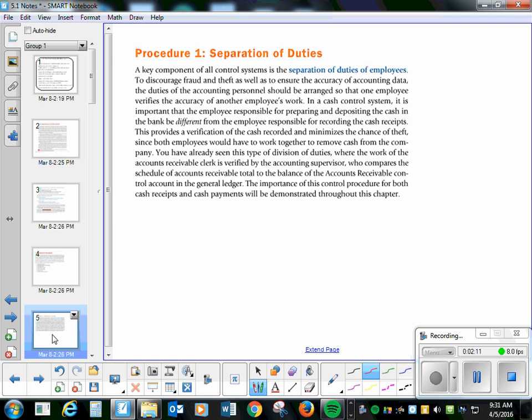The first one is separation of duties. A key component of all control systems is the separation of duties of employees to discourage fraud and theft, as well as to ensure the accuracy of accounting data. The duties of the accounting personnel should be arranged so that one employee verifies the accuracy of another employee's work. In a cash control system, it is important that the employee responsible for preparing and depositing the cash in the bank be different from the employee responsible for recording the cash receipts. This provides verification of the cash recorded and minimizes the chance of theft, since both employees would have to work together to remove cash from the company.